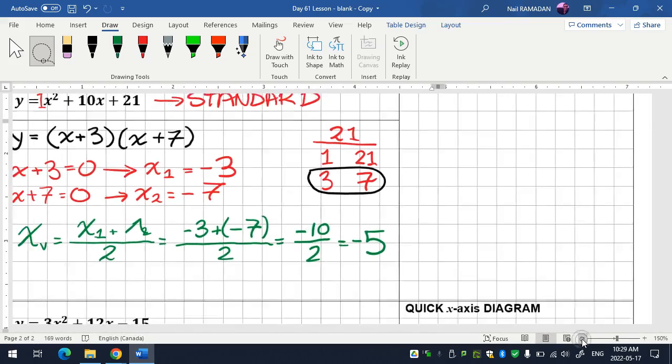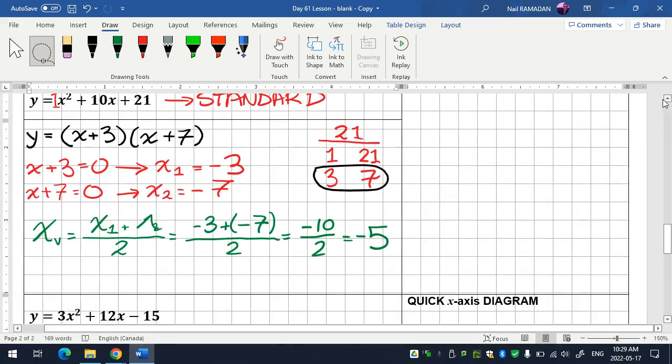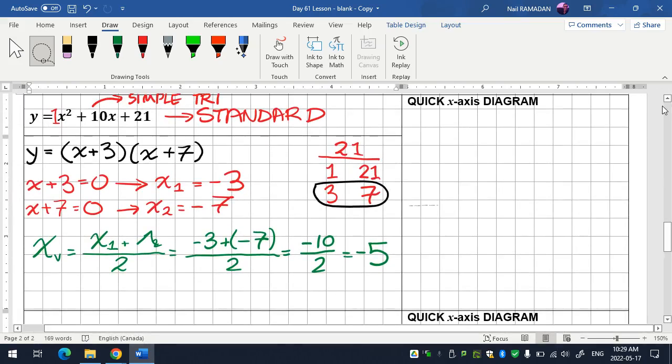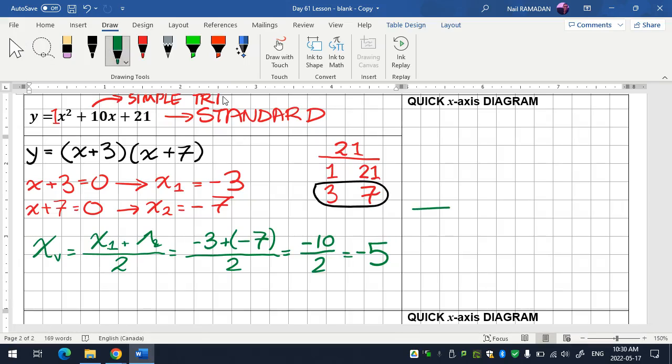So what do I do now? I make my quick x-axis diagram as usual. Here it is. This is x, obviously. All right, let's pin to the point. Okay, here's my question. Minus 7 and minus 3. Which one is more to the left? Can someone tell me? Imagine I have a number line. Which one is at this hand? Yes, minus 7 is always more to the left.